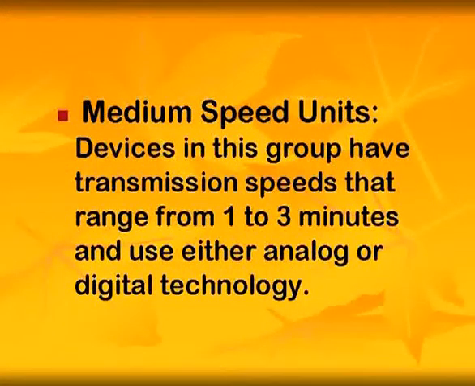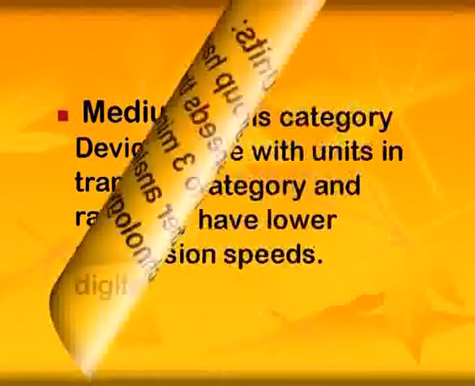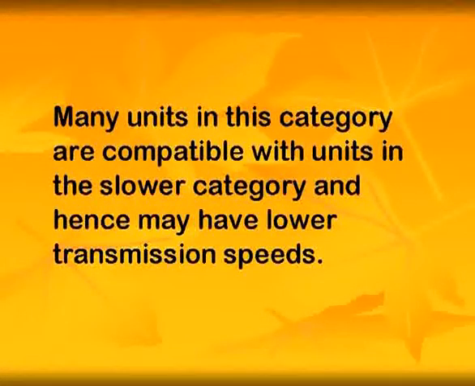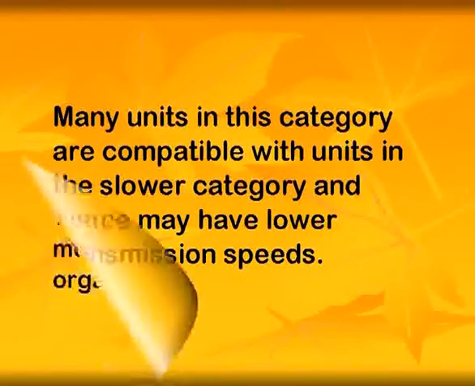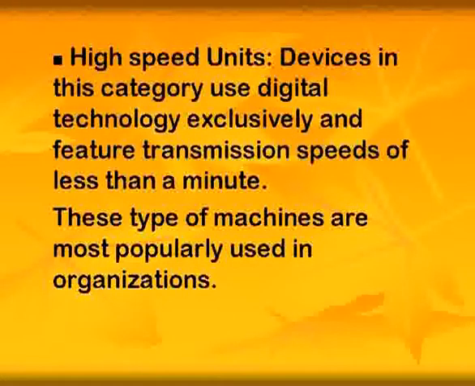Medium speed units. Devices in this group have transmission speeds that range from 1 to 3 minutes and use either analog or digital technology. Many units in this category are compatible with units in the slower category and hence may have lower transmission speed. High-speed units. Devices in this category use digital technology exclusively and feature transmission speeds of less than a minute. These types of machines are most popularly used in organizations.